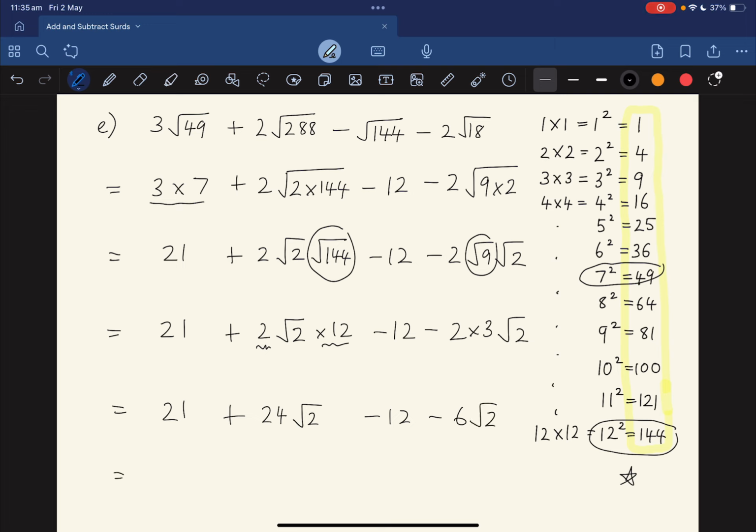Now, collect like terms. Normal numbers are like terms. 21 take 12 is 9. And then we've got these are like terms. Take that sign at the front. So root 2 is a like term. 24. So add the numbers out the front. 24 take 6. I did not need my calculator for that, but that's all right. So it's 18 root 2. And that's all that you have to do. So I will stop the video there.